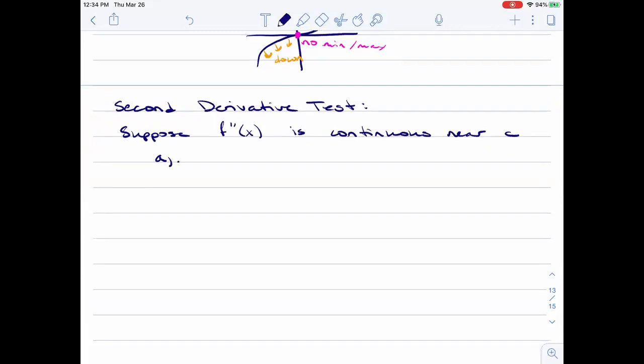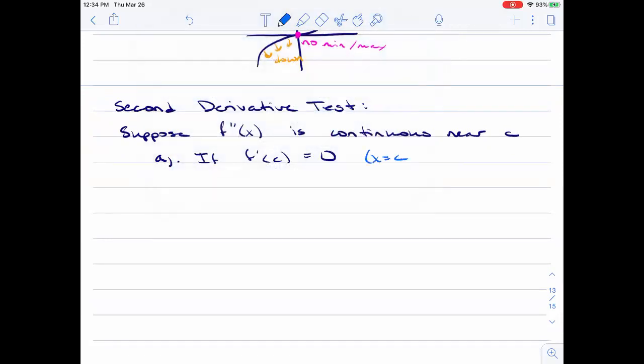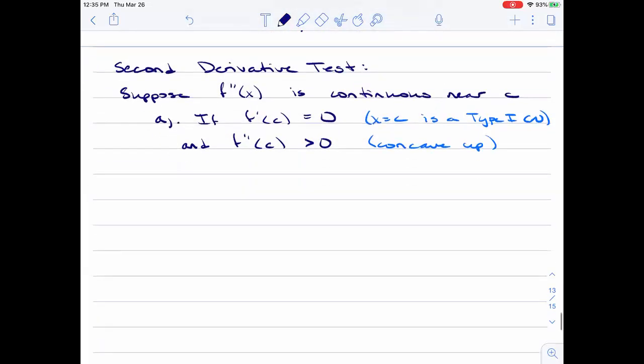Part A of the second derivative test says that if the first derivative at c is 0, which says that x equals c is a type 1 critical number, and the second derivative at c is greater than 0, meaning that it's concave up, then that combination means f has a local minimum at x equals c.